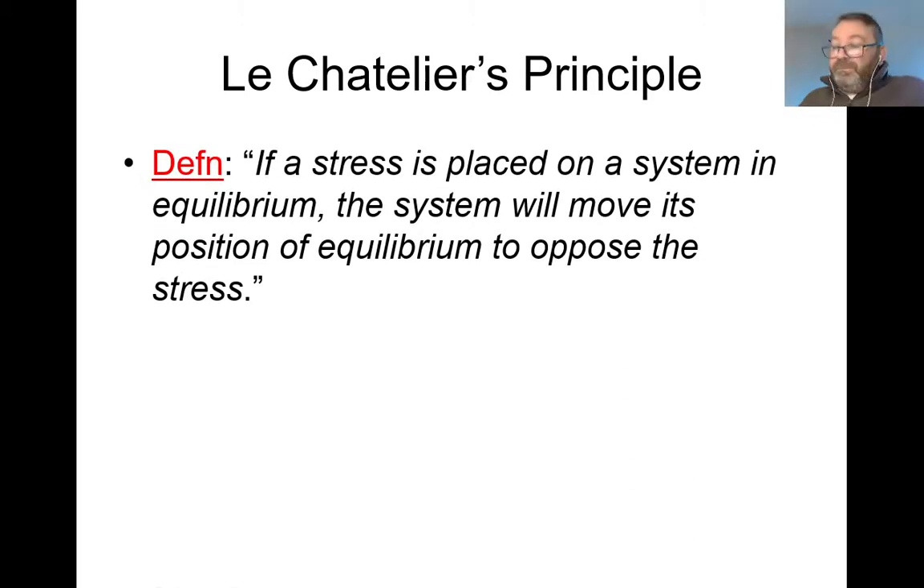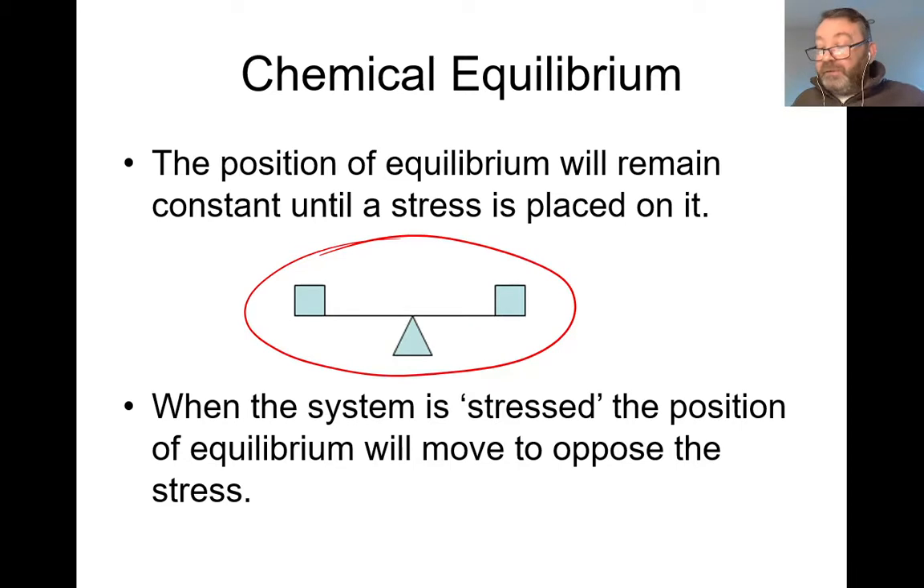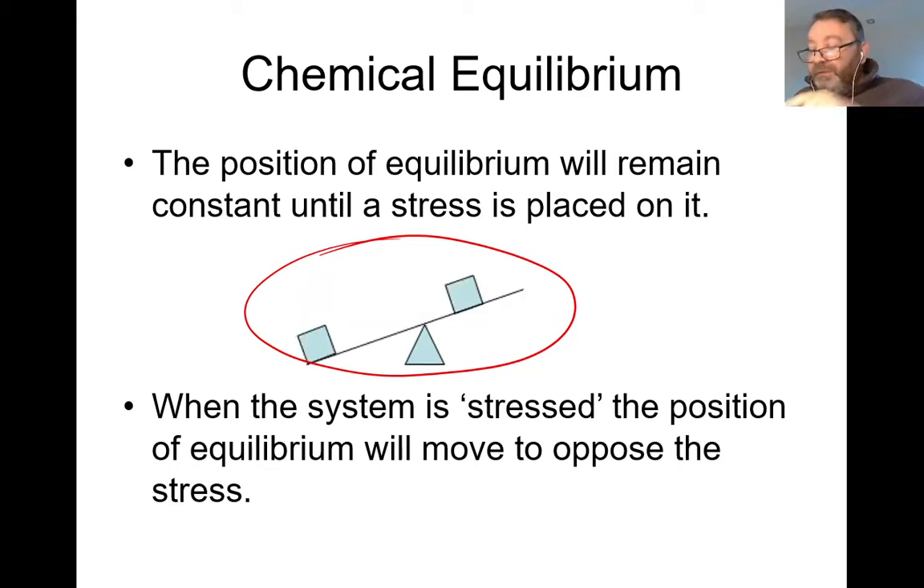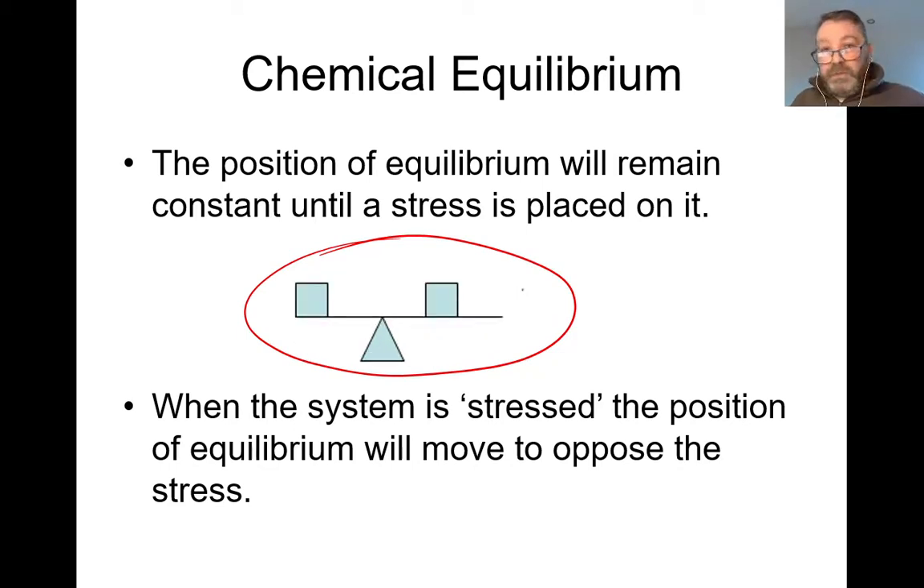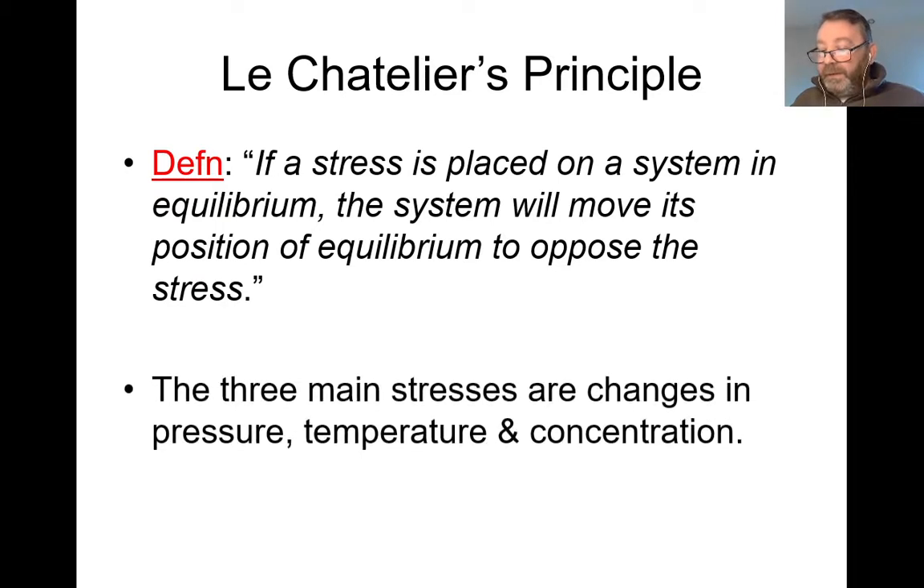If a stress is placed on a system in dynamic equilibrium, the system will move its position of equilibrium to oppose that stress. And that's why I love that diagram in the previous one, even though that diagram shows a system in static balance. It doesn't matter. A system that is in dynamic equilibrium experiences a stress. The system will alter its position of equilibrium to neutralize the stress. That's Le Chatelier's principle. Okay, and we've got to keep that definition in our heads.